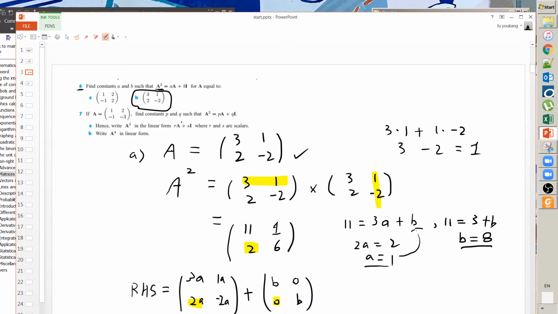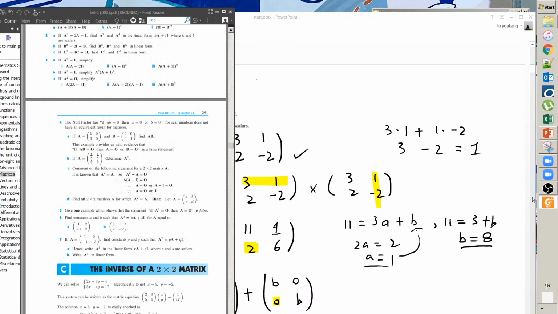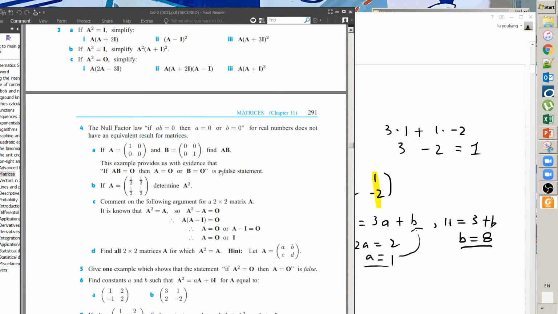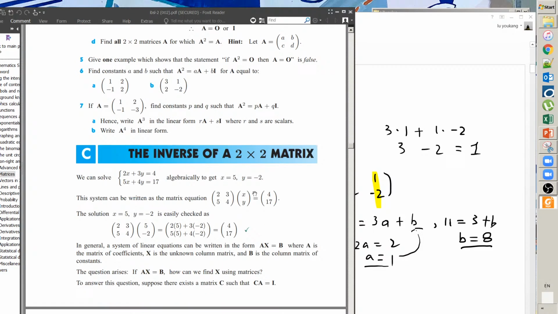Okay, so I think question 7 is also similar. So we are not going to do question 7. So it's similar. So let's move on to the next part, which is called the inverse of a 2 by 2 matrix.